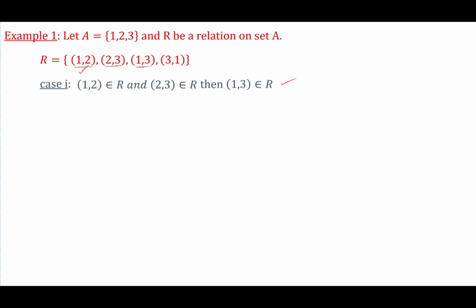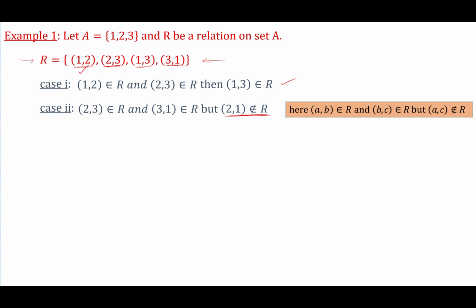Now check the second one. (2, 3) is there, and (3, 1) is also there. So it must have (2, 1) in the ordered pairs. But I don't find (2, 1). So (2, 1) does not belong to the given relation. So the given relation R is not a transitive relation since (2, 1) does not belong to R.